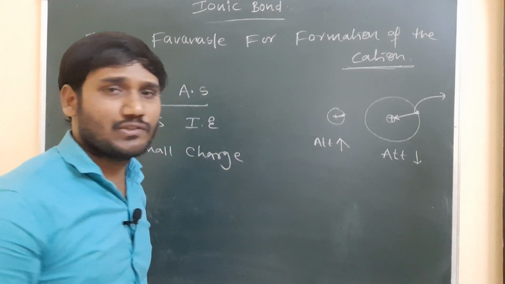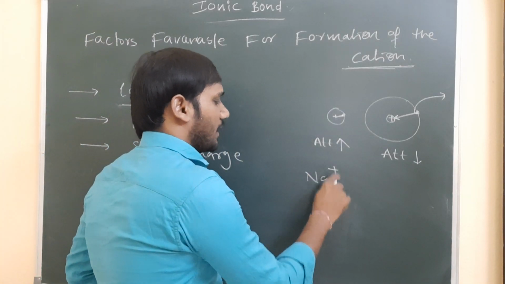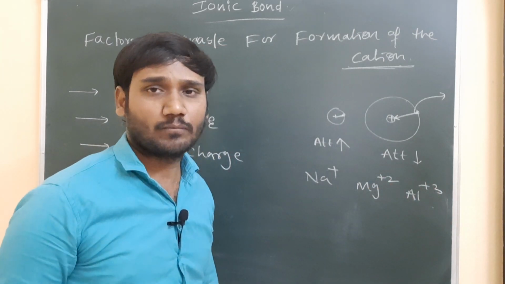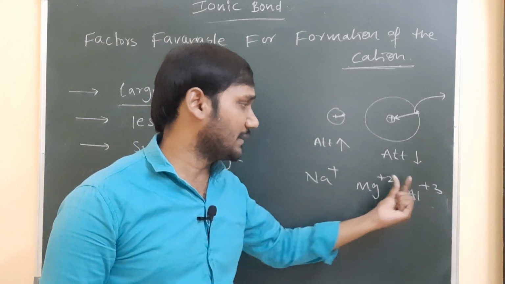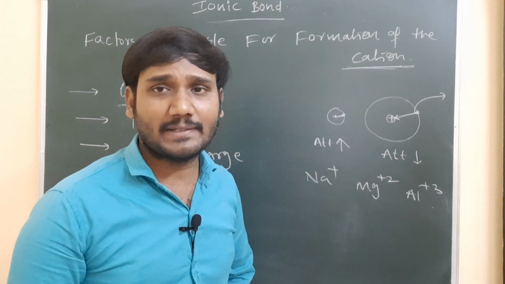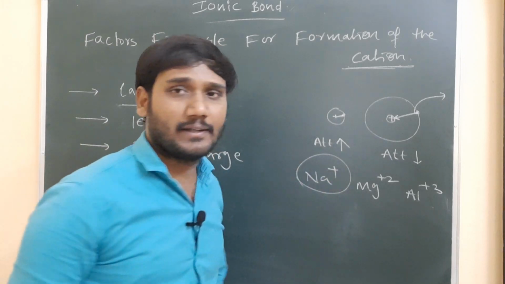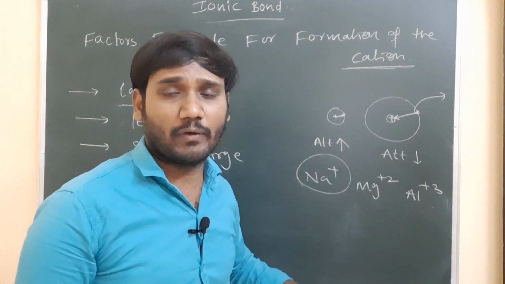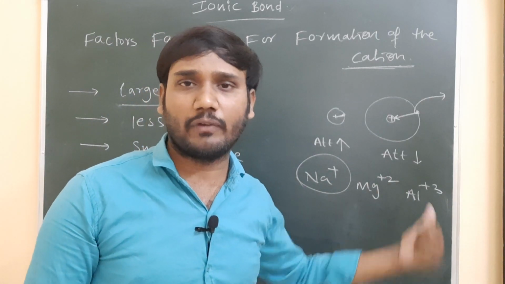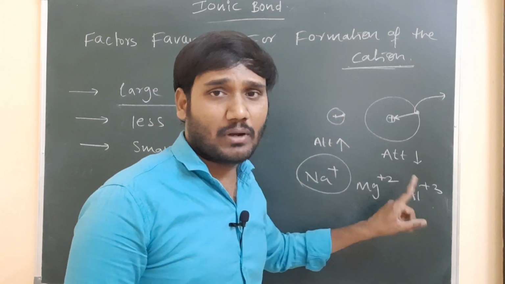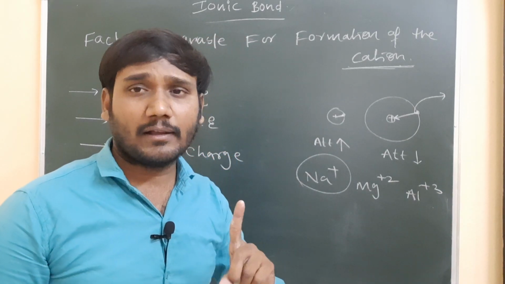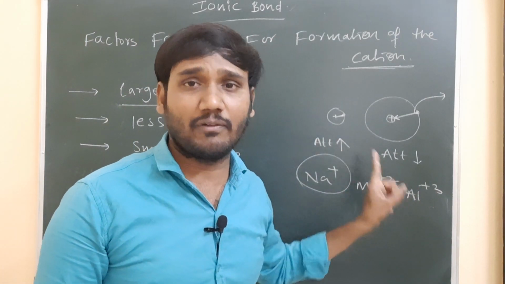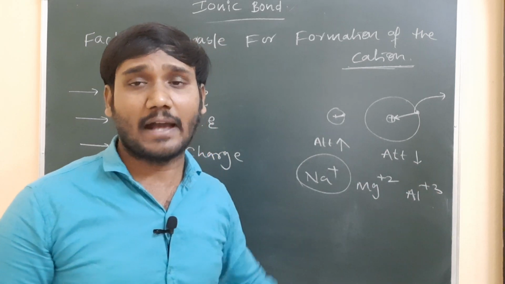Next one is what? Small charge on the cation. For example, sodium plus, magnesium plus 2, aluminium plus 3. So totally three ions are present: Na+, Mg2+, Al3+. Which formation is easy? Na+ formation is easy, because we are removing only one electron. But in magnesium, two electrons are removed. For removal of two electrons, you have to apply more energy and it takes more time. For Al3+, from aluminium we are removing three electrons. One electron removal is somewhat hard, but here we are removing three electrons. So very much more energy and a long process are required.